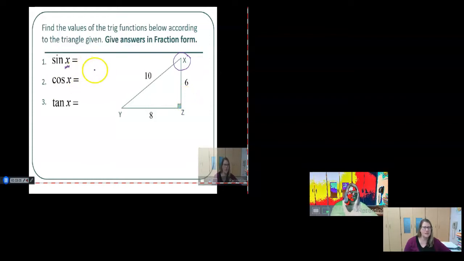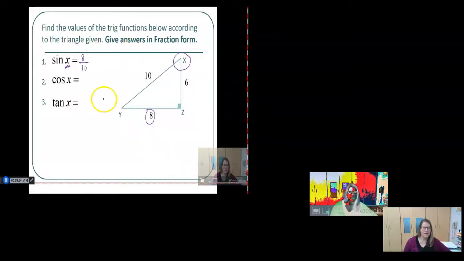So from the previous slide, we know that sine is equal to the opposite side over the hypotenuse. So if we're looking at x here, the opposite of that side is 8, and then the hypotenuse is 10. So the sine of angle x is equal to 8 over 10.